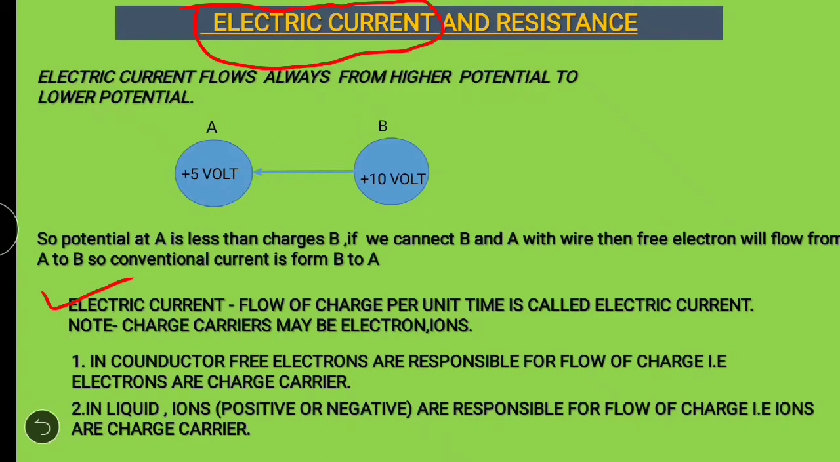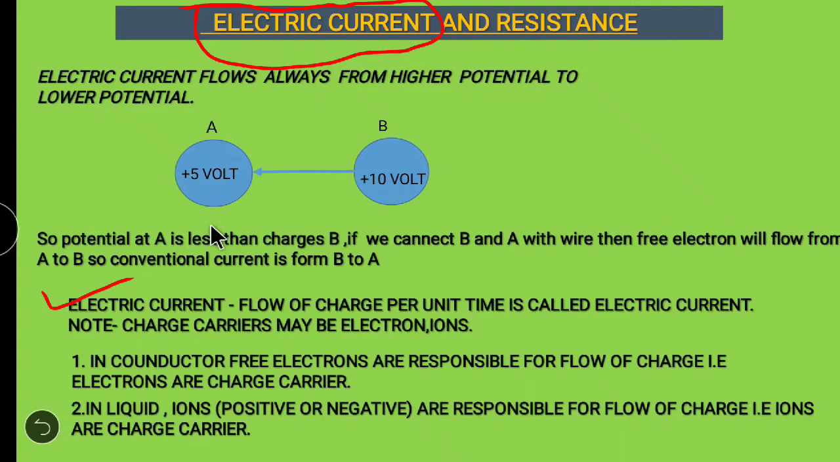Students, for elaborating this, I have mentioned here two spheres, A and B. In A, 5 volt potential is there. In the case of B, 10 volt potential is there. So B is at the higher potential and A has lower potential than B. So electric current will flow from B to A. Consequently, the electrons will flow from A to B if we connect them with a wire.